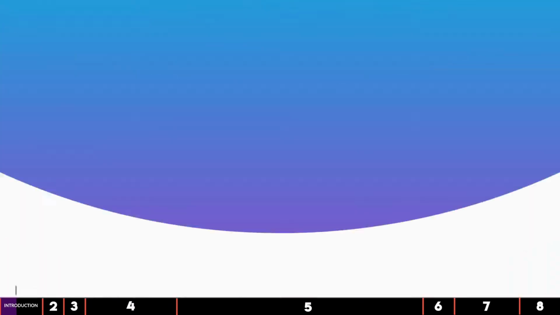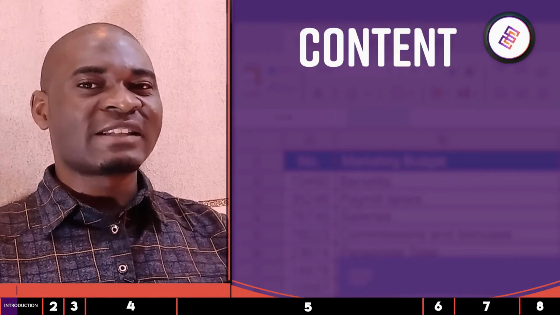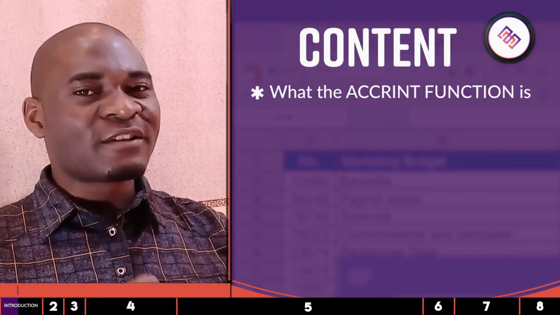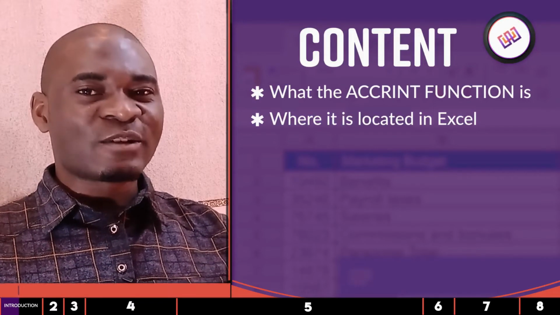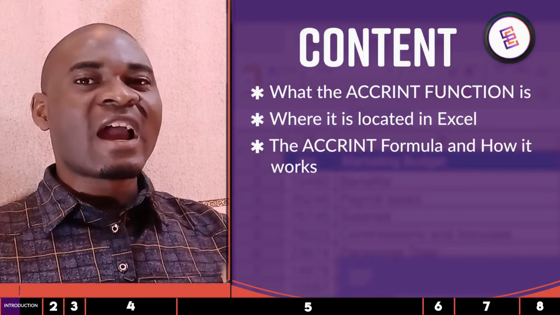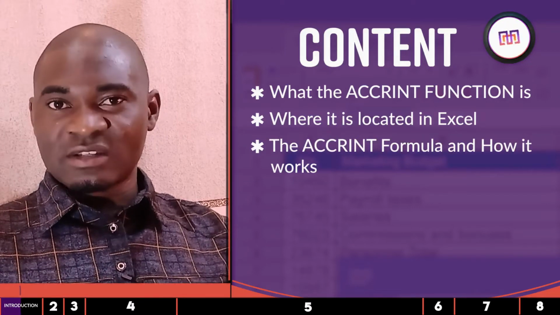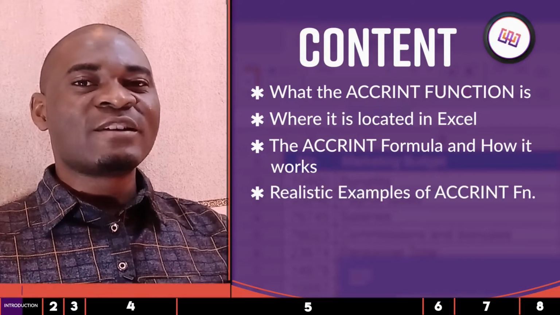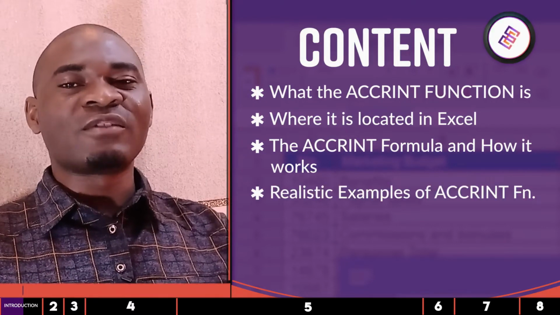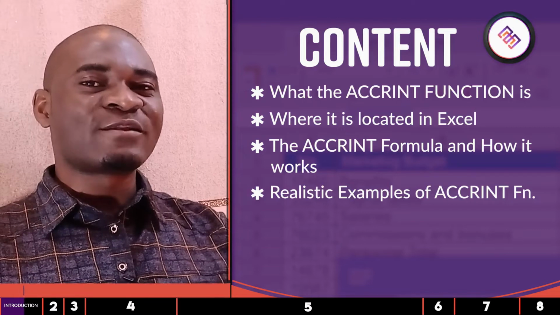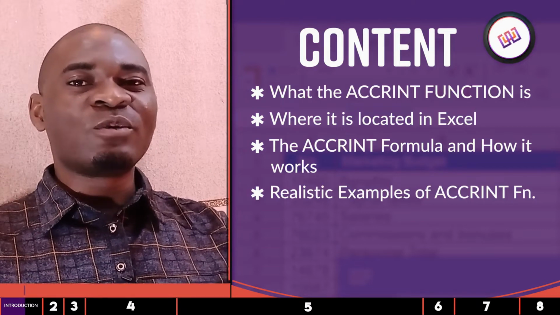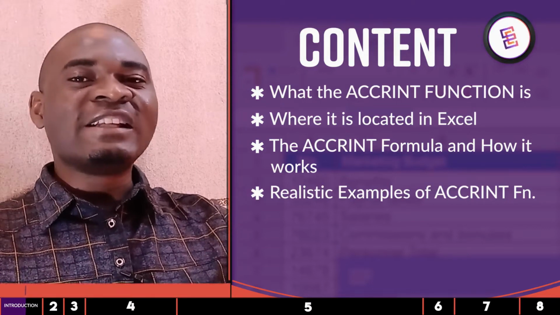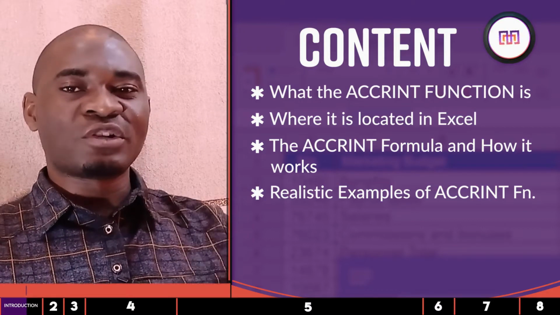Now the ACCRINT function is basically a financial function. So this video content centers around what the ACCRINT function is, where it is located in Microsoft Excel, how the ACCRINT formula works. Now, after understanding that, we'll move further to discuss some realistic examples of the ACCRINT function, where we'll cite some instances of how you get to calculate the interest of a particular bond or treasury bill.